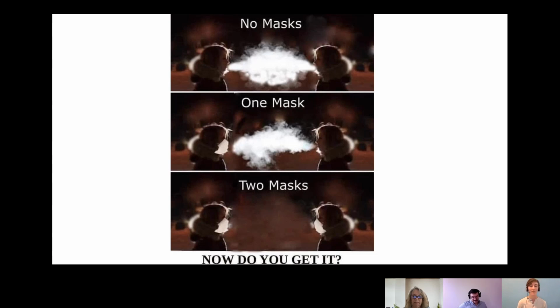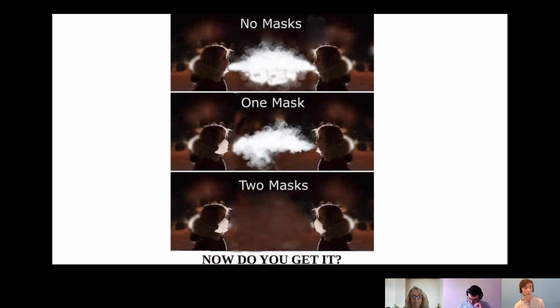And what is interesting about that final question, "Now do you get it," is that it does heavily imply that the problem of mask noncompliance, as it were, is that people don't understand the risks. And as Jerry pointed out in the last slide, that isn't necessarily the reason that people aren't wearing masks, that lack of understanding.